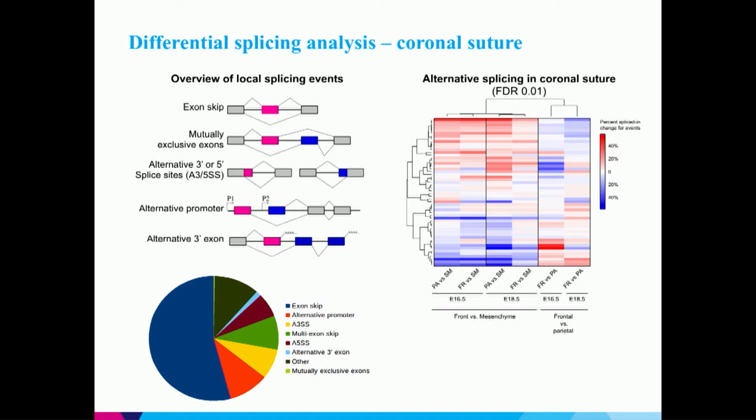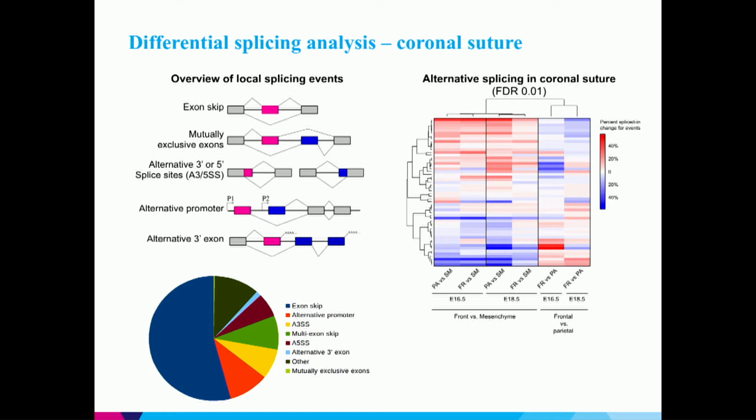And in the example that I'm showing here for the coronal suture, the vast majority of events that we're detecting are exon skipping events, but we also see a fair number of alternative promoter usage, alternative 3' and 5' splice site usage, and to a lesser extent, alternative 3' end usage. And if you look in the top right, if we look at the alternative splicing patterns, either between the osteogenic front and the suture mesenchyme at different time points, we see that at each development time, we see fairly similar profiles when it comes to splicing differences between the front and the mesenchyme.